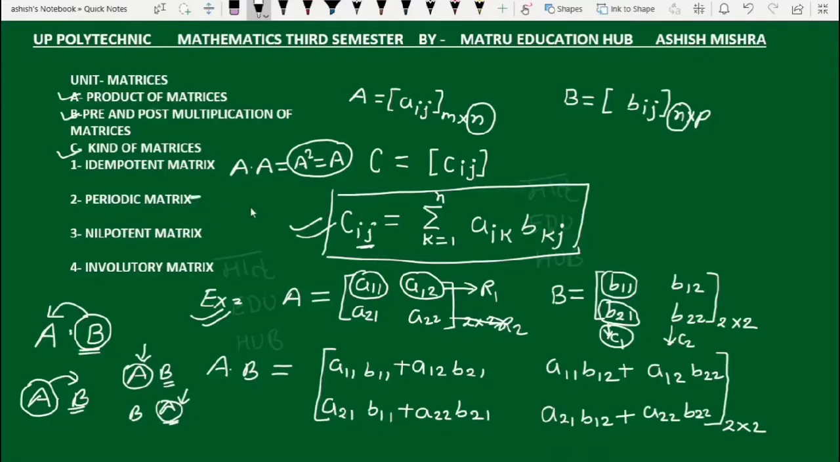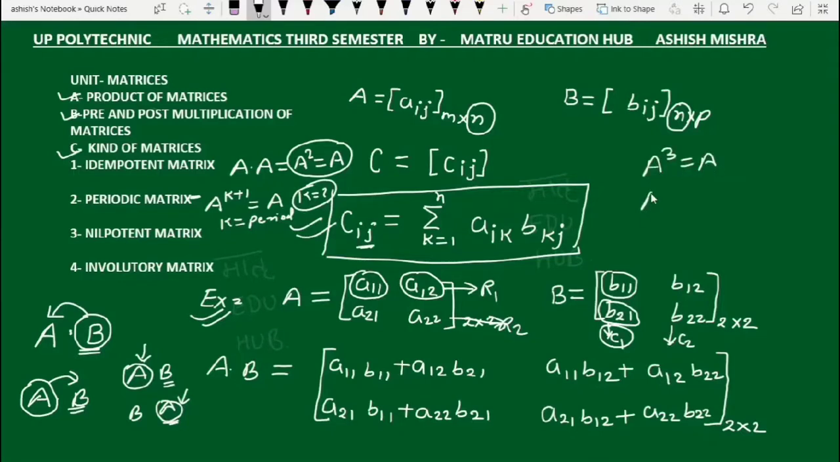Now second is periodic matrix. A matrix A such that A power k plus 1 equals A. Then k is known as the period of matrix A, and A is known as a periodic matrix with period k.